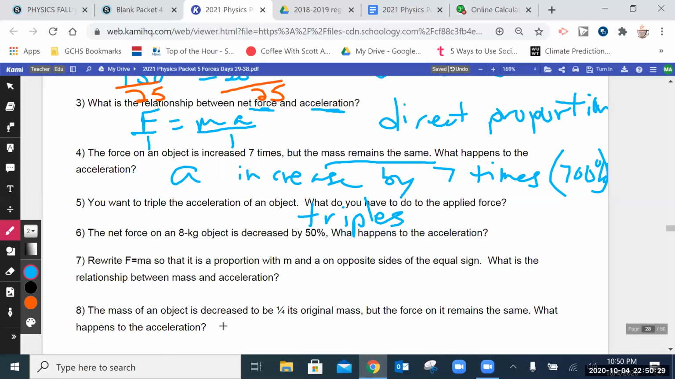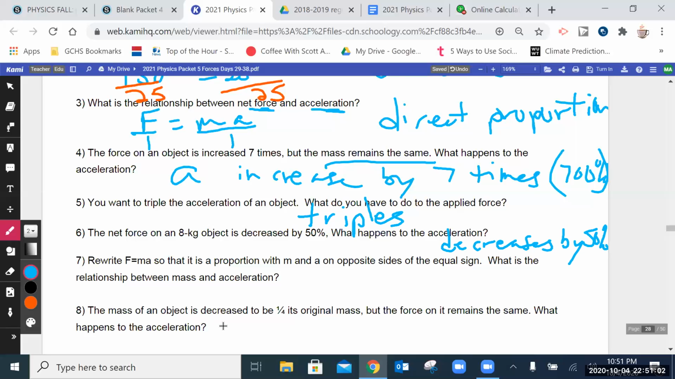Number six, the net force on an 8 kilogram object is decreased by 50%. What happens to the acceleration? Force and acceleration are directly proportional. Whatever happens to the net force happens to the acceleration, and so the acceleration decreases by 50%. If you push on an object half as hard, it's going to accelerate half as much.